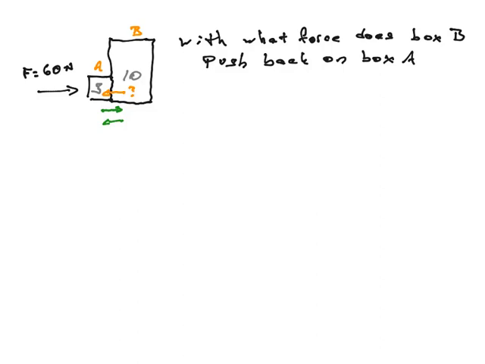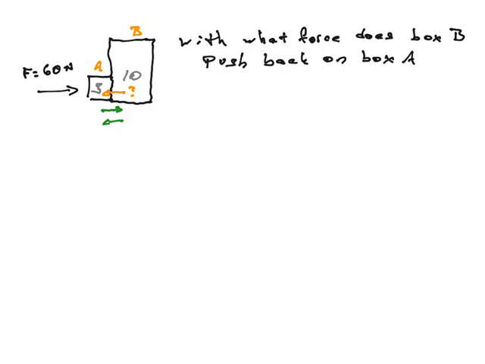It's the same as saying, I, as the outside person, push on box A with a force of 60 newtons. Well, that means box A must push back on me as well with 60 newtons, right? Just like when you stand on the floor, you apply your weight to the floor, and the floor applies the weight back at you in the opposite direction. So that's the reasoning here.